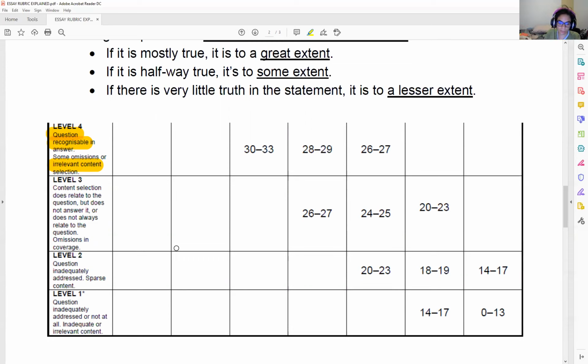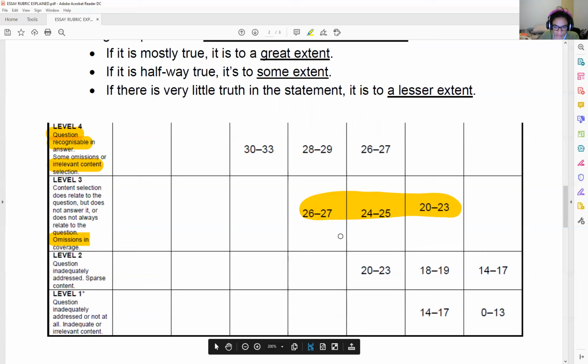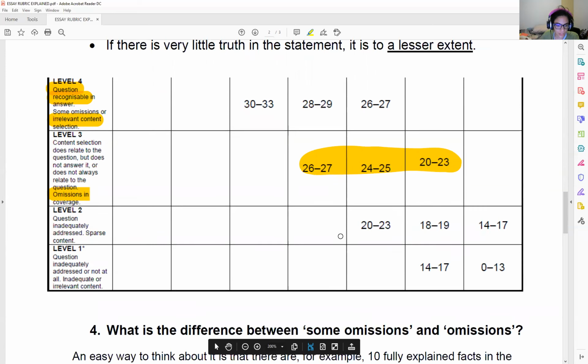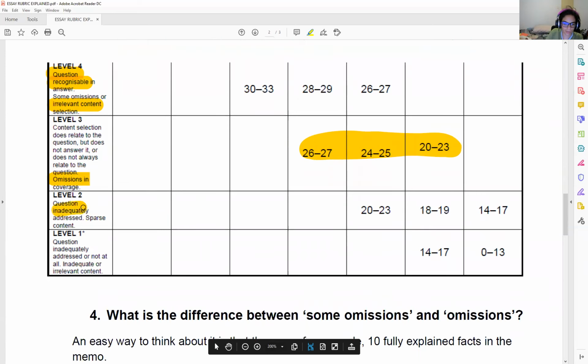There are omissions in coverage. So here you can see there's some omissions, and here's just plain omissions. So you're not even answering half the stuff you need to answer. And therefore, you'd be at a level 3. And here's your range, anywhere from 27 to 23. Right, so level 2, question inadequately addressed.